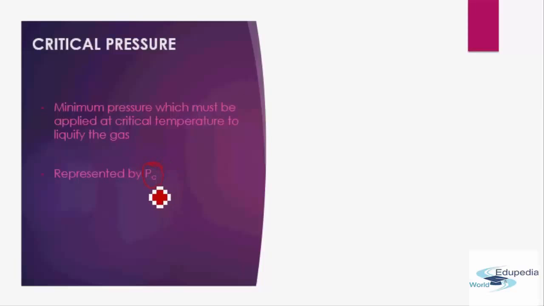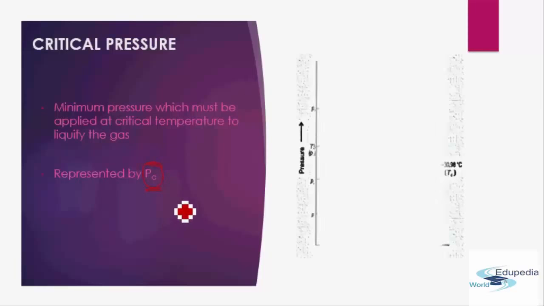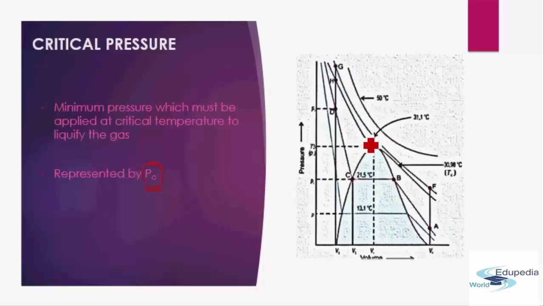Do remember that Pc is defined only for a particular temperature, that is the critical temperature. And for CO2 the value of critical pressure was 73 bar. So this point E will be my critical point, and the value of temperature at critical point is called critical temperature, and the value of pressure at critical point is called critical pressure.